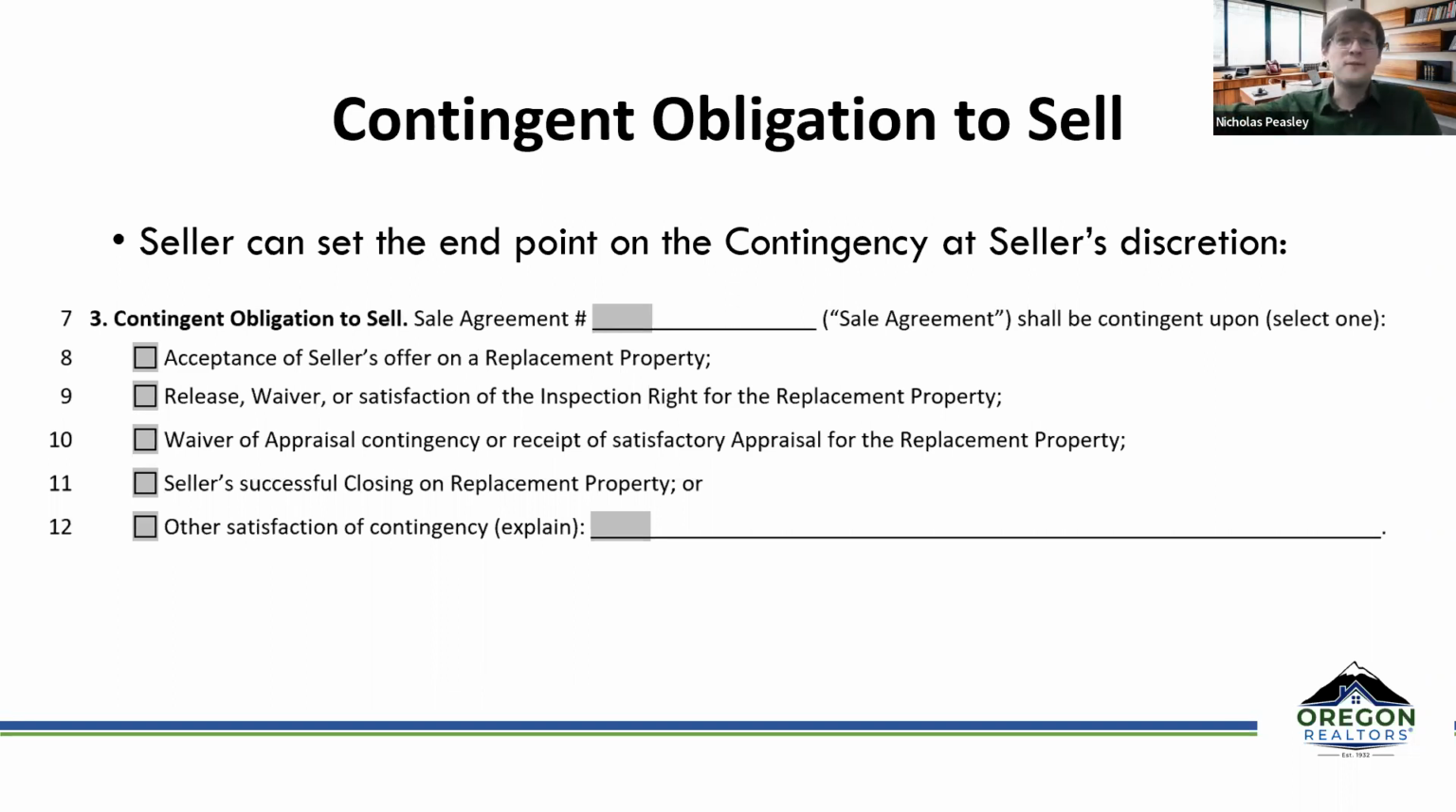Is it acceptance of an offer on a replacement property? The seller put an offer down, and they said accept. Well, there's still 30 days or so that things could go wrong, so you might not want to trigger the end point to your contingency based on that. Is it release or waiver of inspection rights?